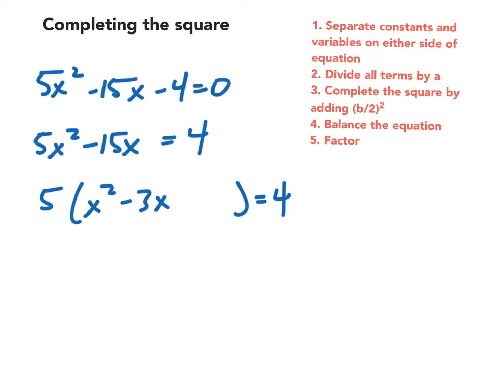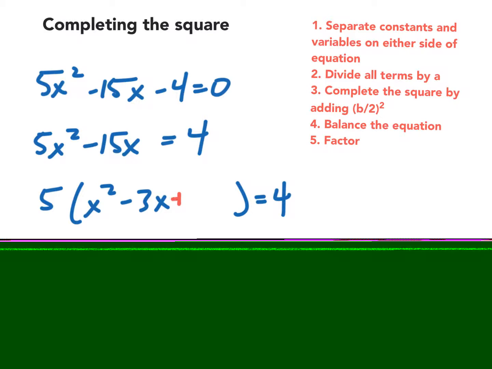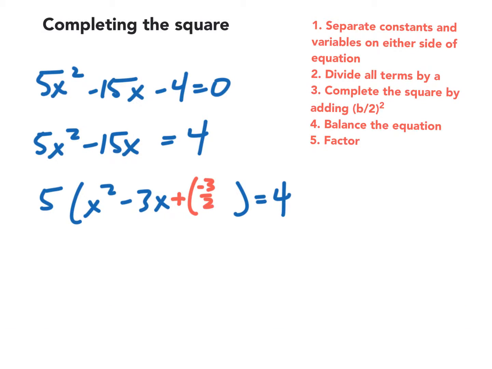Now the next step is to complete the square by adding b over 2 squared to each side. So I'm going to add negative 3 over 2 squared to each side. What's important to notice here is that this is still 5 times this, so whenever I add this to the other side, I'm actually adding 5 times negative 3 over 2 squared.